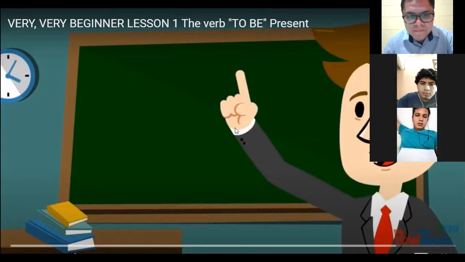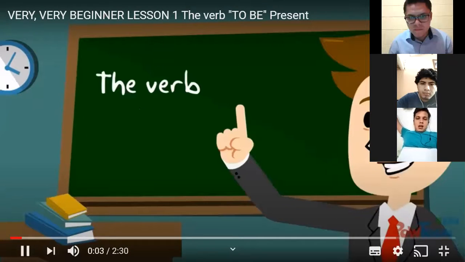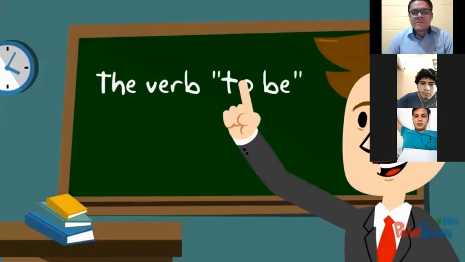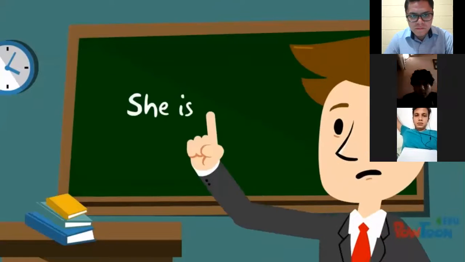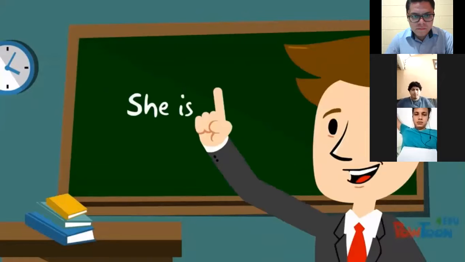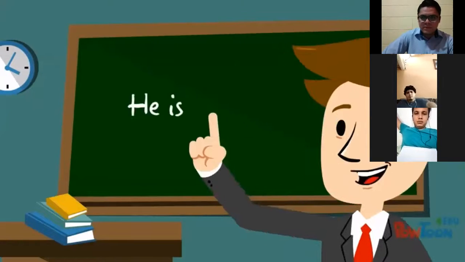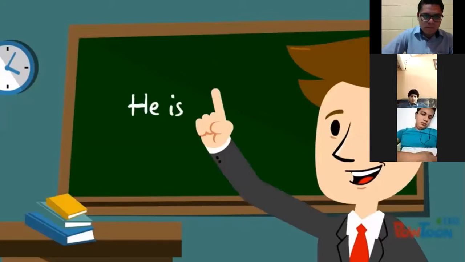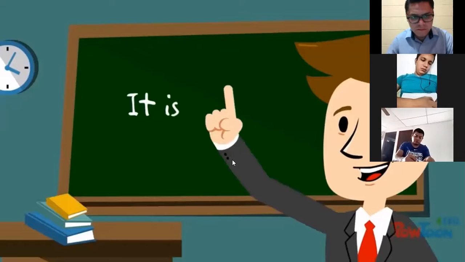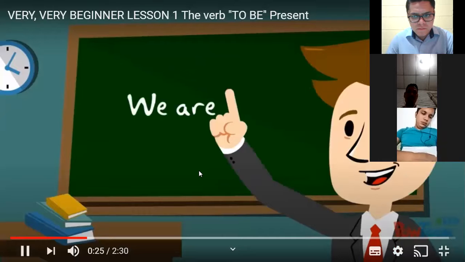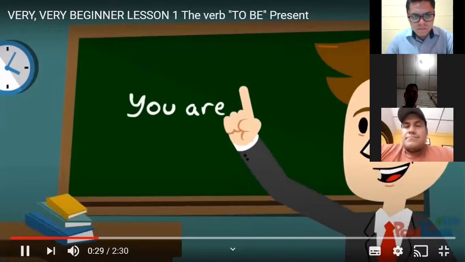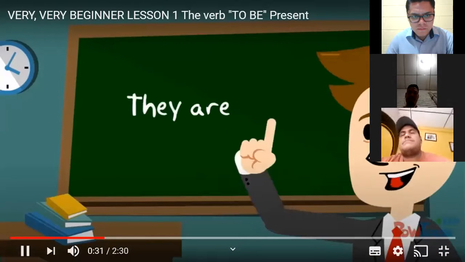All right. Okay, so let's continue. Lesson one, the verb to be. I am, she is, he is, it is, we are, they are.